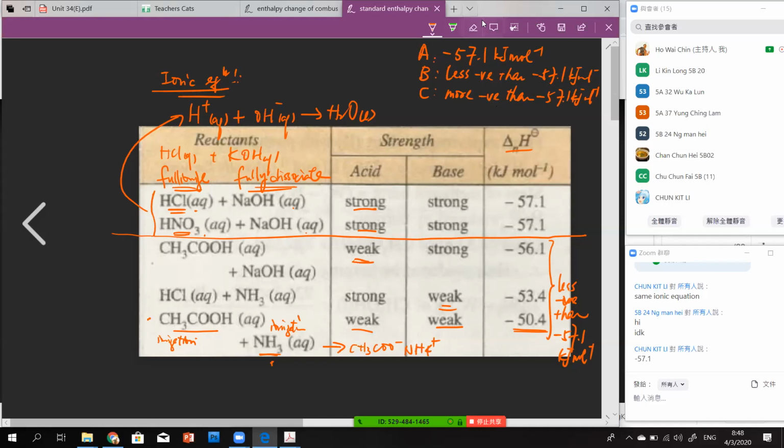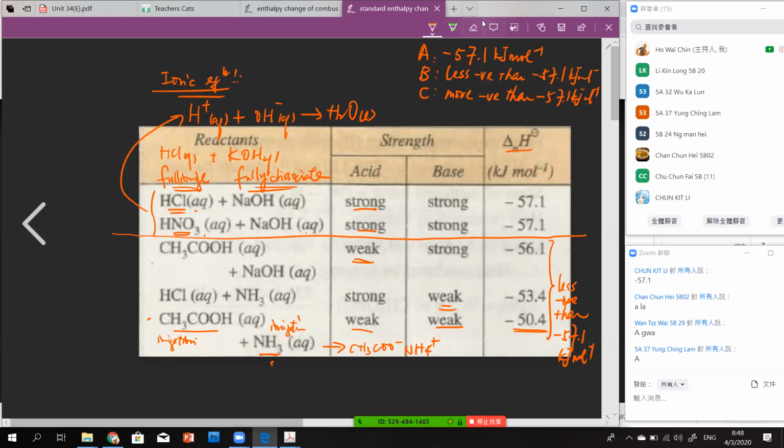Okay, anyone who can help? A, B, C. I think you mentioned it as minus 57.1. A. What about the others? Dong Jinglam, what do you think? A, B, or C? A. Yes, the answer is A. Okay, why?